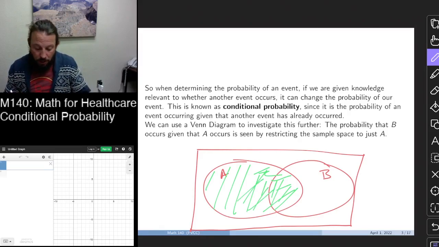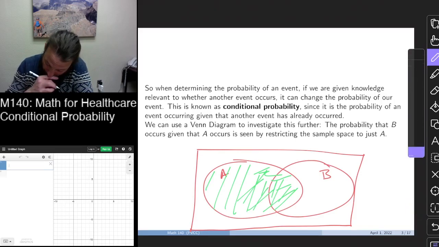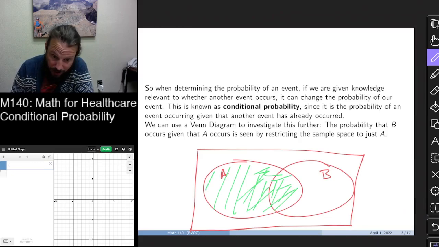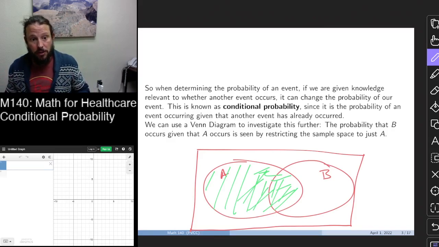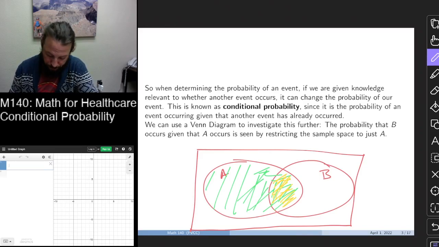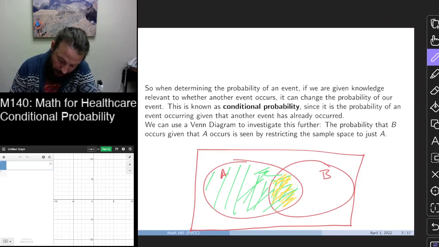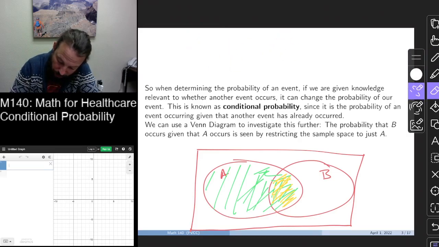And then how is it possible for B to happen? If we know we're already in that green area, it's like that green area is now the new sample space, because we know that's what happened. And the only way B could happen there is in this yellow area, or the intersection of A and B. So that tells us our formula for a conditional probability should look something like this. Let's start again.